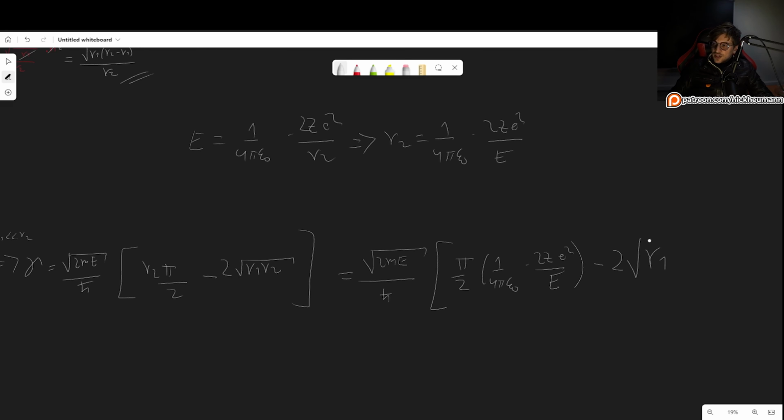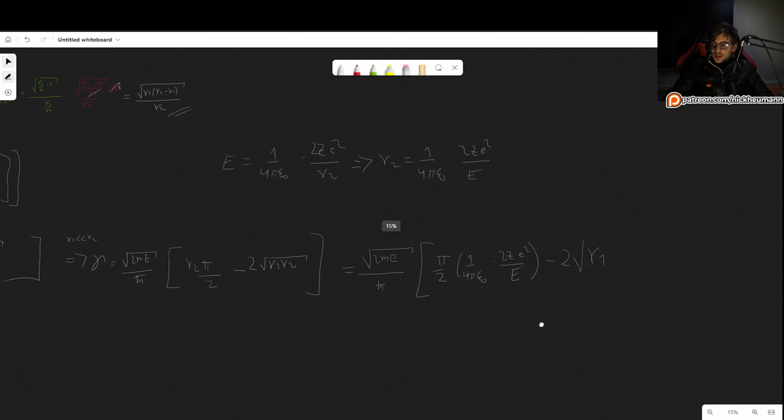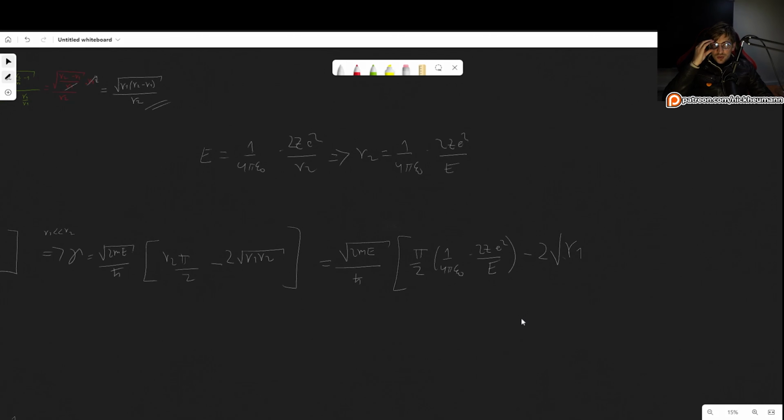Now R1 is not an issue because that is simply the radius of the nucleus that is decaying, and that is something that we can easily know from experiments and we can find from other theories. And so that's something that we know easily. So it is okay if it's just a constant here, a variable for us.